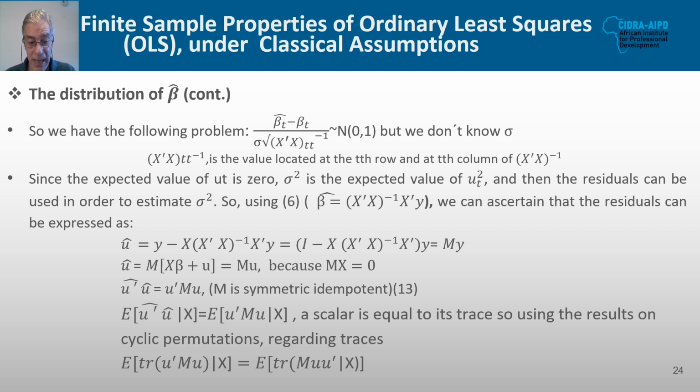And this is a scalar. And a scalar is equal to its trace. And a trace, remember, is the sum of the elements of the principal diagonal of the matrix. So using the properties of cyclic permutation regarding traces, we have the expression that we have shown you in the last equation of this slide: the expectation of the sum of squared residuals for any X equals the expectation of the trace of the matrix M times the vector u times the vector u transpose, given X.